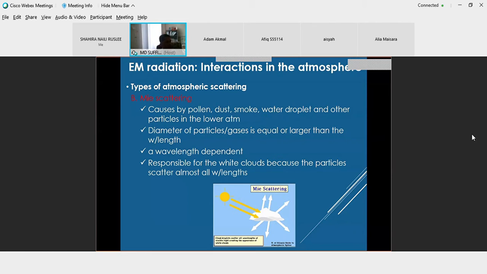Responsible for the white clouds because the particles scatter almost all wavelengths. That's why you nampak awan tu dia color putih. Because of Mie scattering, it will scatter all wavelengths. So it will produce white clouds lah.